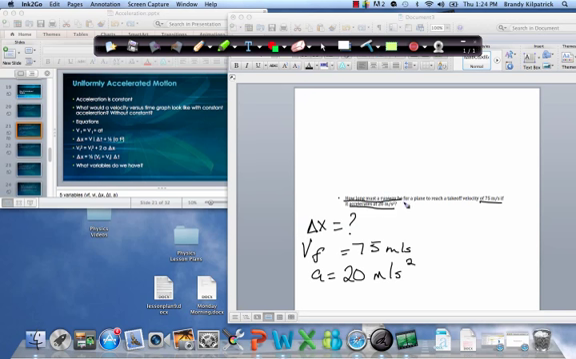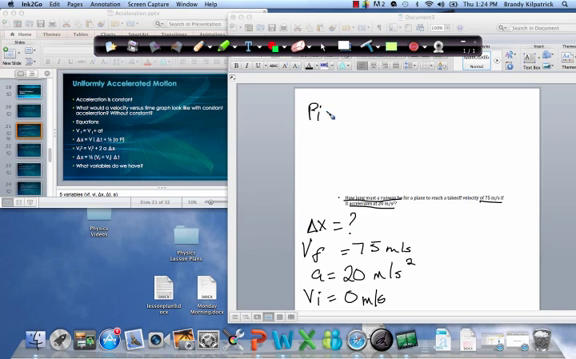It says, how long must a runway be for a plane to reach a takeoff velocity of 75? So the plane started from rest. Since it started from rest and then it's trying to accelerate to get to 75, the initial velocity is going to be 0 meters per second. This is something that is implied in the problem. So I'm given VF, A, and VI.